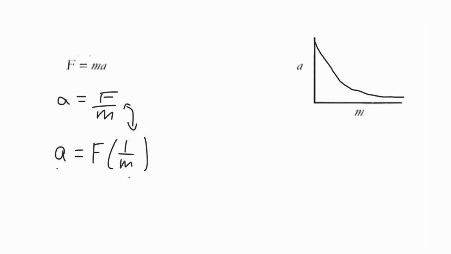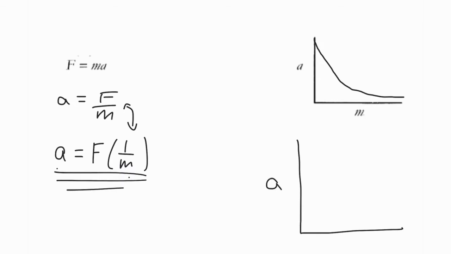If I wanted to have a straight line, this equation tells me what to do. I need to plot A here, that's my responding variable. I need to plot 1 over M as my manipulated variable. Then I would have a straight line. And the slope of this line would be equal to F, the force.